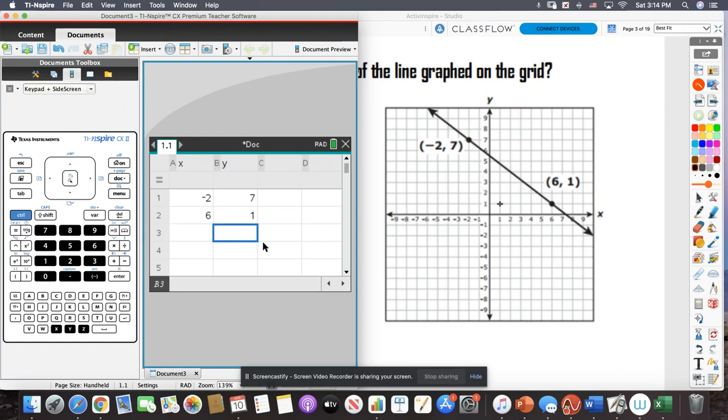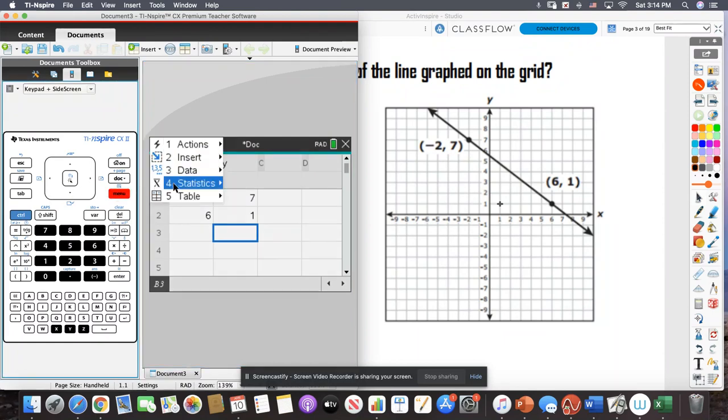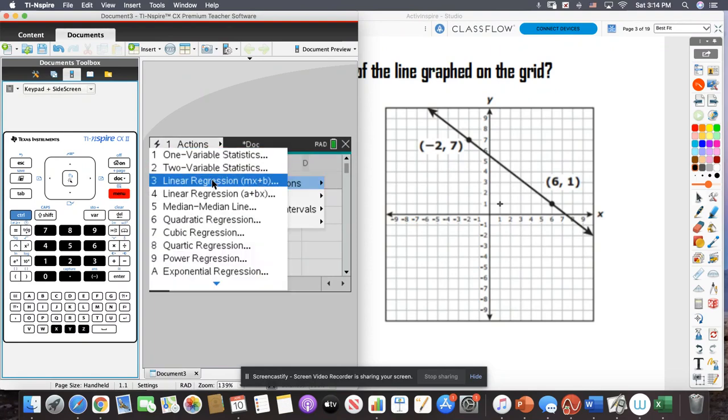Once you have 2 points, menu, statistics, stat calculation. Some of you learned in middle school maybe menu 4-1, and that's okay because it's still the same. But if they ever update the calculator and change something, the numbers could change. So I always say the words menu, statistics, stat calculations, and then linear regression.